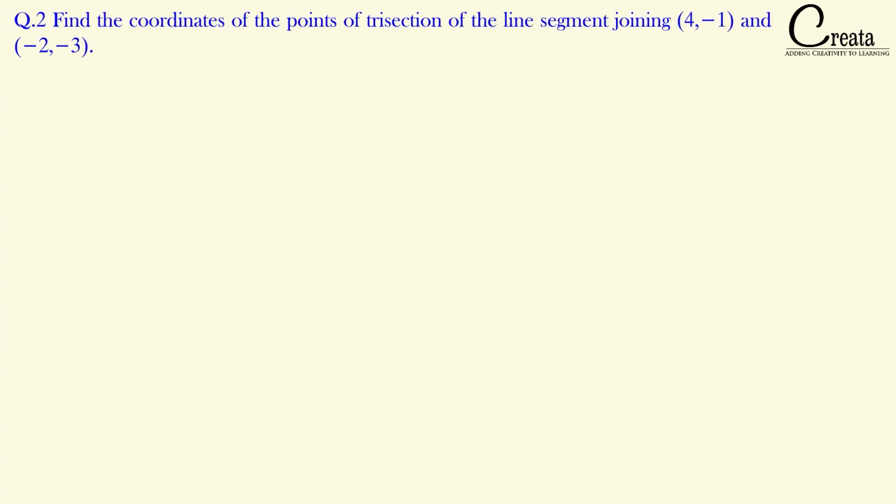Let's move to question number 2. Find the coordinates of the points of trisection of the line segment joining (4, -1) and (-2, -3). So let's observe the question. In this question, 2 points are given, (4, -1) and (-2, -3). Let's assume the first point as A and the second point as B.